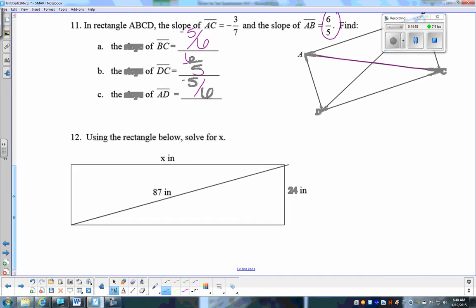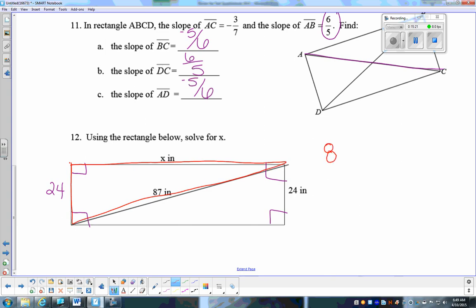Number 12, I have a rectangle, which means I know I have 4 right angles. I know my opposite sides are congruent, so I know this side over here is also 24. So if I look at this triangle here, I have a right triangle. Trying to find one of my sides, I have 2 of the lengths, so I can use Pythagorean theorem. I know that 87 squared is going to equal 24 squared plus x squared.